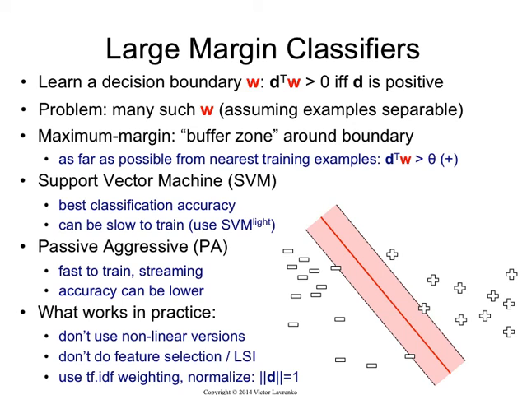And in text, you always want to normalize for length. You typically normalize everything, all the vectors, all the documents, to unit length.